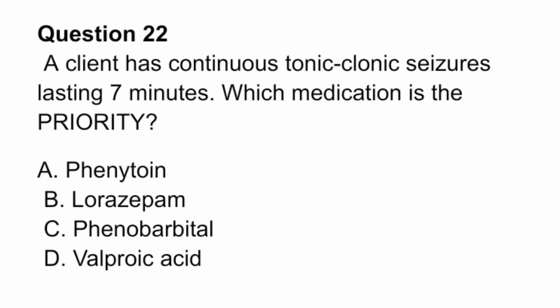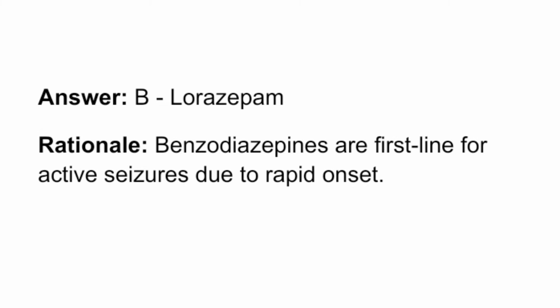Question 22. A client has continuous tonic-clonic seizures lasting 7 minutes. Which medication is the priority? A. Phenytoin. B. Lorazepam. C. Phenobarbital. D. Valproic acid. Answer: B. Lorazepam. Rationale: benzodiazepines are first line for active seizures due to rapid onset.